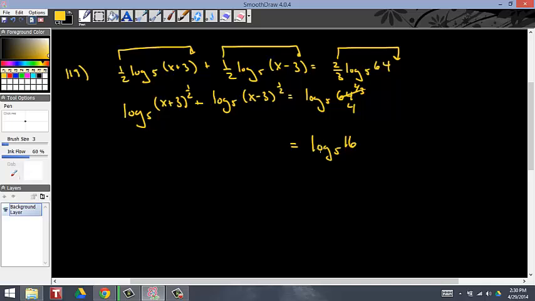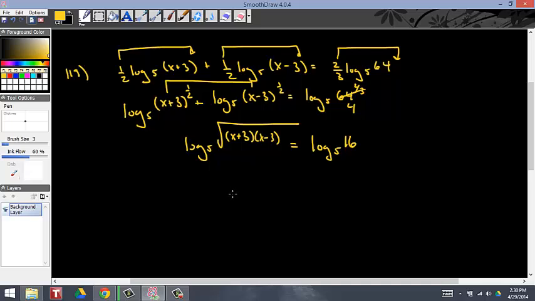Okay, what do we do next? Jacob. Not 2 logs on each side. Kate? Yes, you combine so that there's only 1 log on both sides. So now I'm going to multiply those two. So it's a single log base 5 of the entire square root of (x plus 3) times (x minus 3).